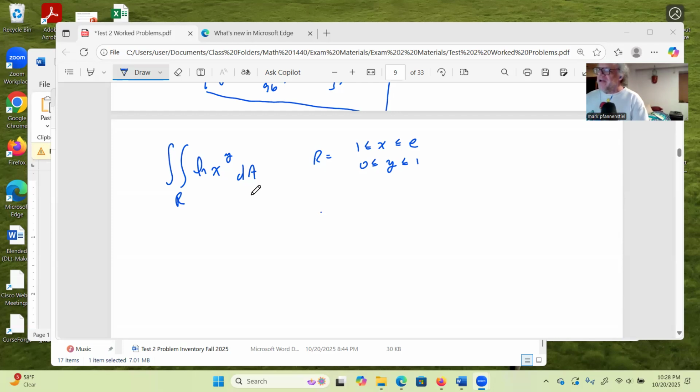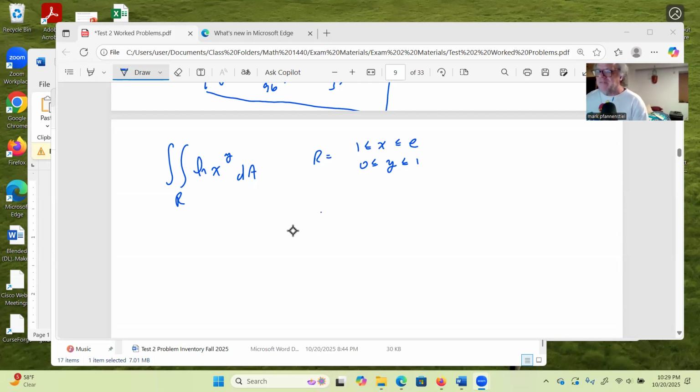So we are looking at test 2 and we're just looking at inventory. It'll be just like test 1 was, where I go through all the problems on the practice test and I'll pick some of those problems to be on your actual test. That's pretty much how I do it.